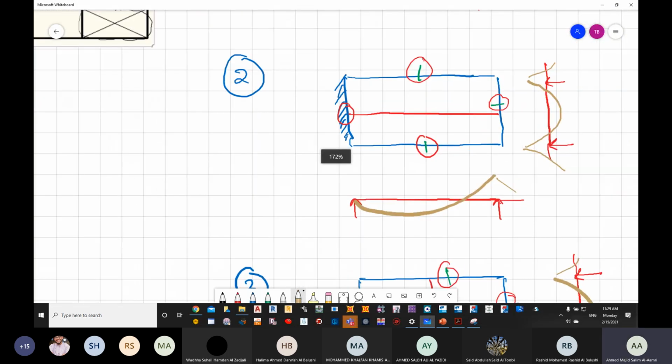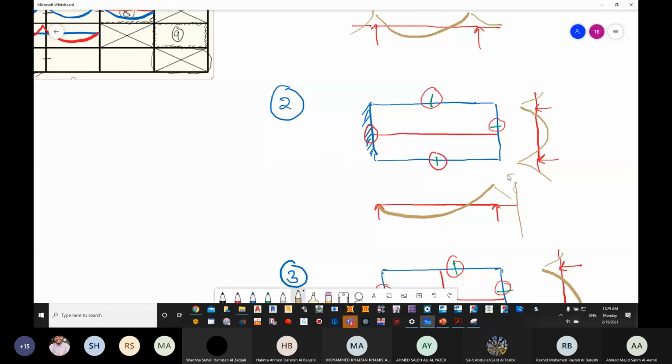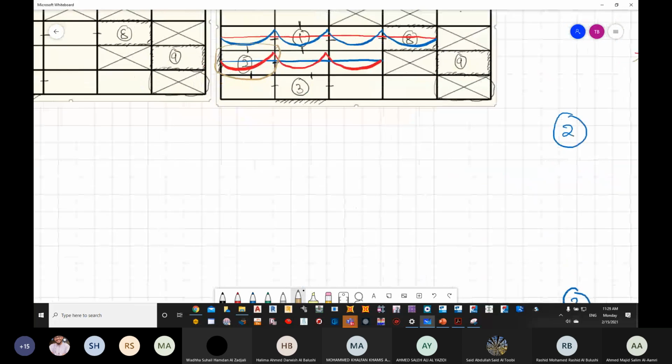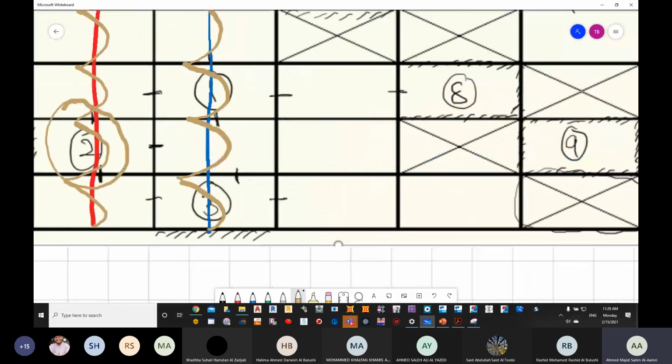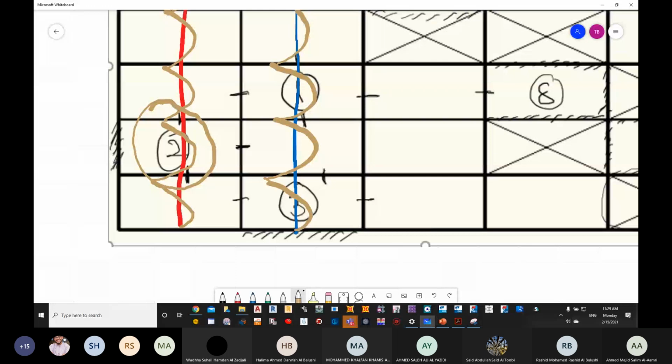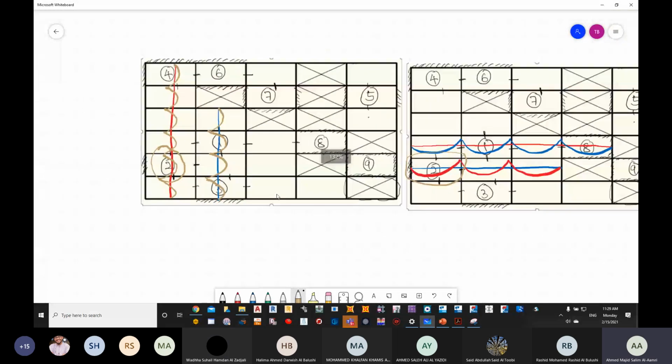It looks like this in one direction, it looks like this in the other direction, which are here. Can you see? Is it clear? Have you understood the concept of drawing the bending moment diagram?